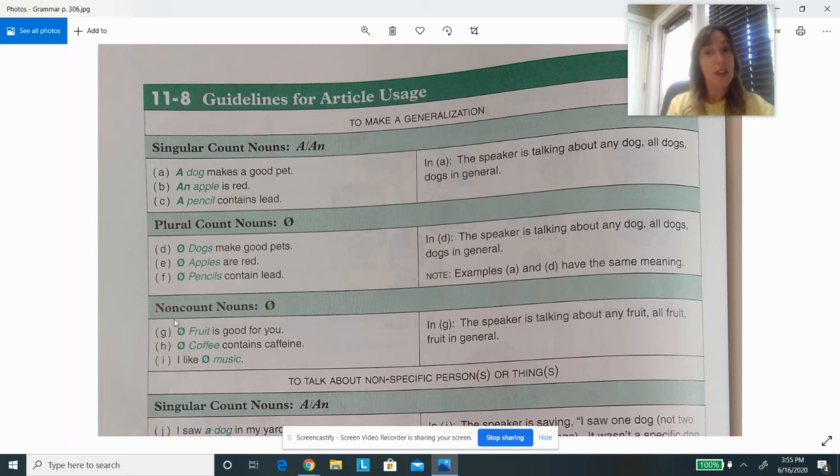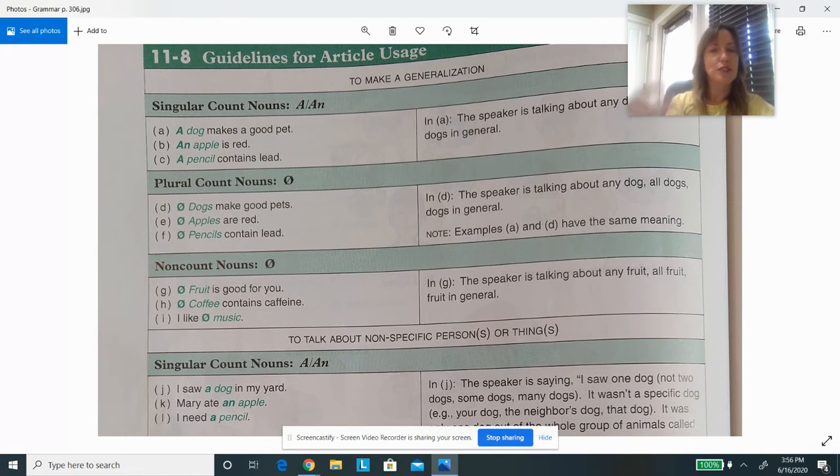Now, what about non-count nouns? Well, if you want to make a generalization and you have a non-count noun, like the plural count nouns, don't use any article. Fruit is good for you. Coffee contains caffeine. I like music. Okay, so general statements, facts, opinions, habits, things like that, generalizations. Those are the rules for using a, an, or nothing.